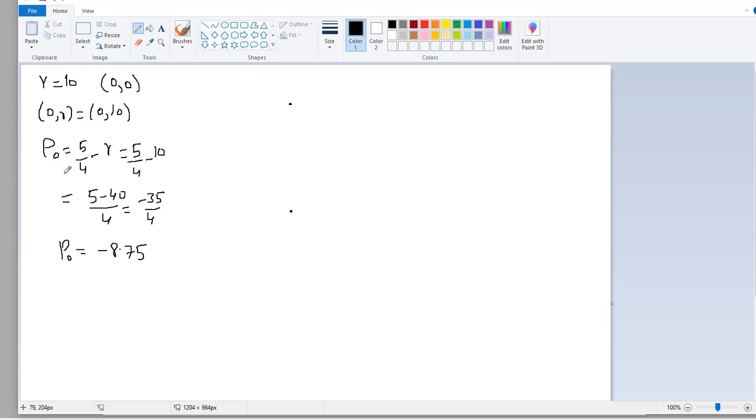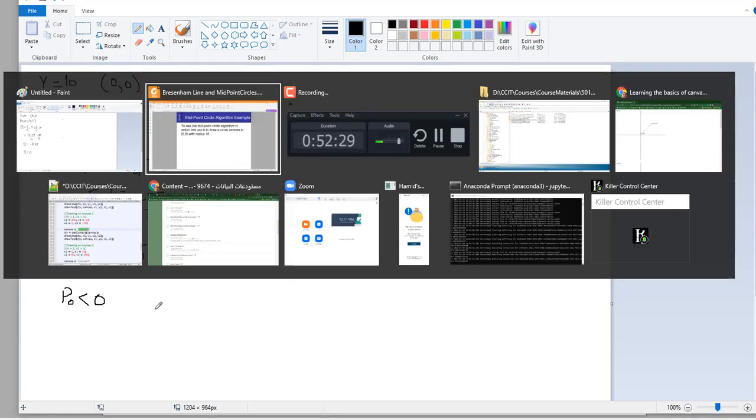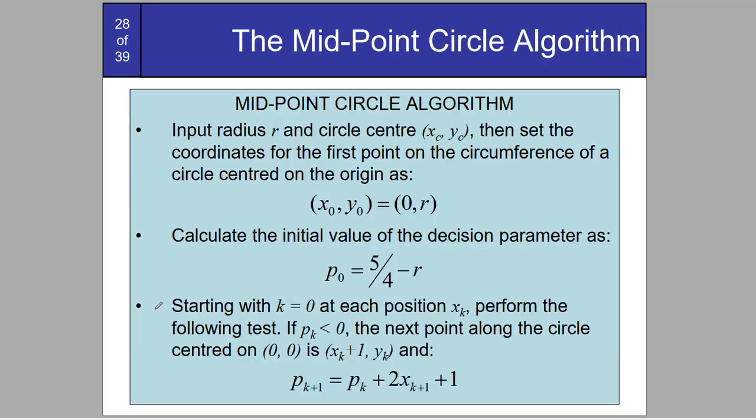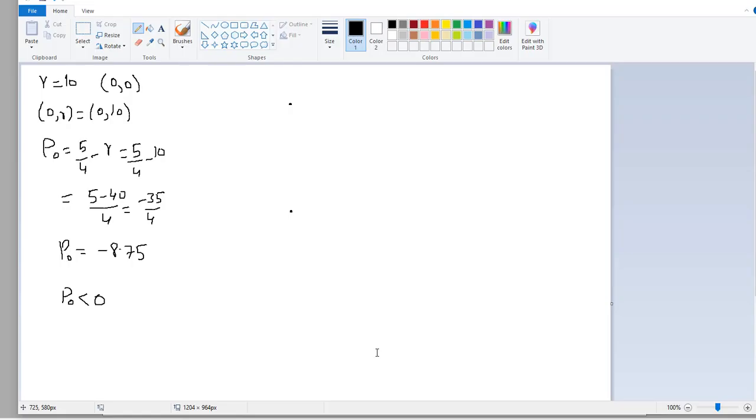Why do we need P0? Because this is the first decision variable. So after P0, this is less than 0. So P0 is less than 0. So which equation will we use? If P0 is less than 0, then we will use P1 as Pk plus 2xk plus 1 plus 1. But before finding this, we will have xk plus 1, yk. First we will write this xk plus 1, yk. So x will be increased, y will not be increased. X will go to the right side, y will not increase. So our point will be this.